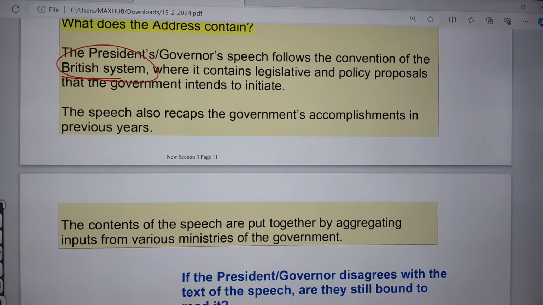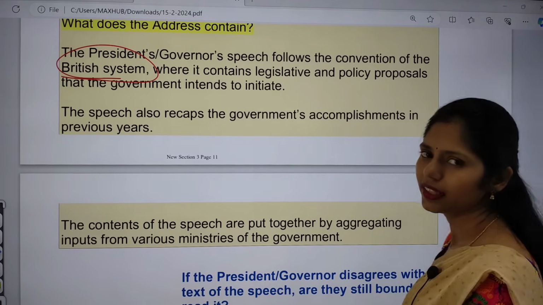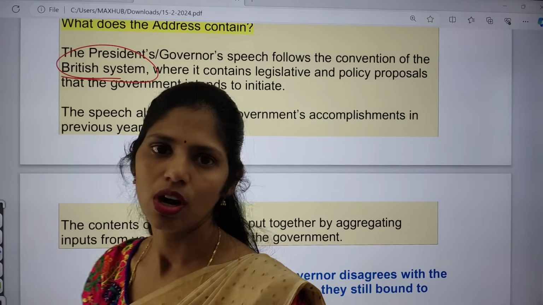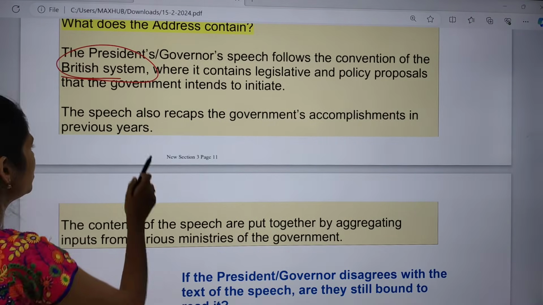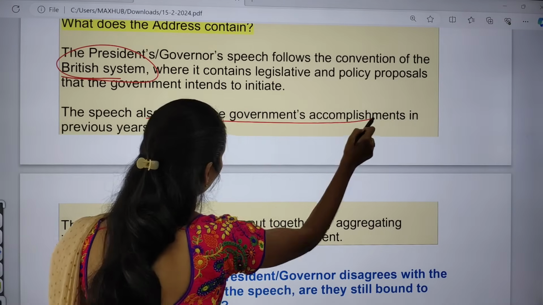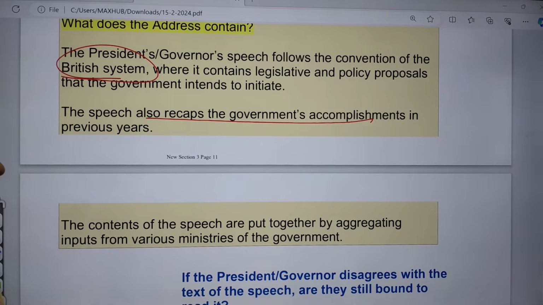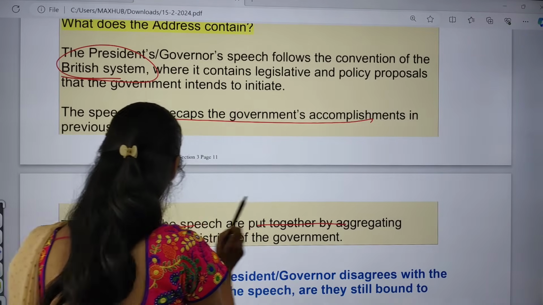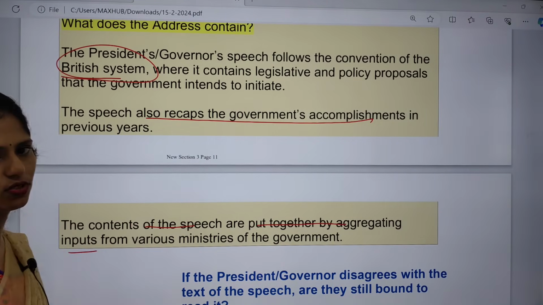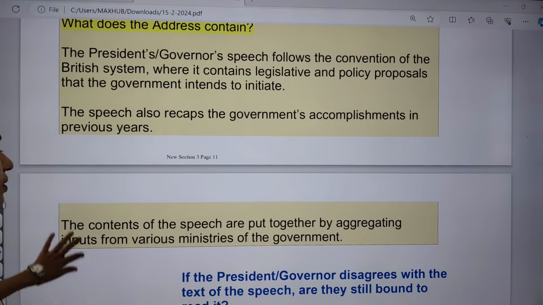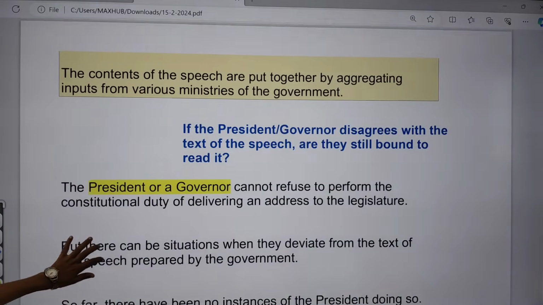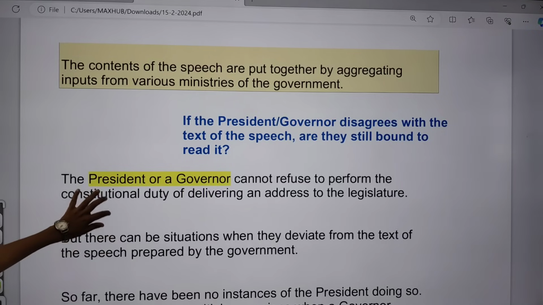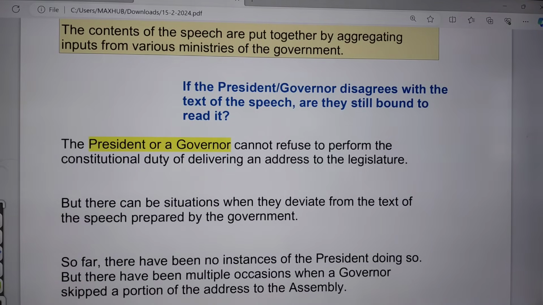It contains legislative and policy proposals that the government intends to carry out, and also recaps the government's accomplishments in the previous year. The contents of this speech are put together by aggregating inputs from various ministries of the government. So what if the president or governor disagrees with the text of the speech?